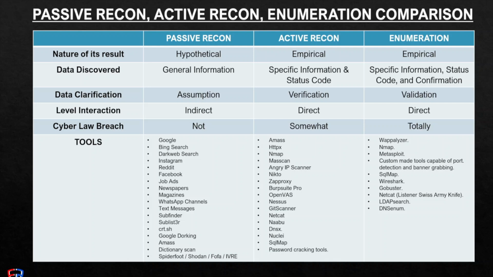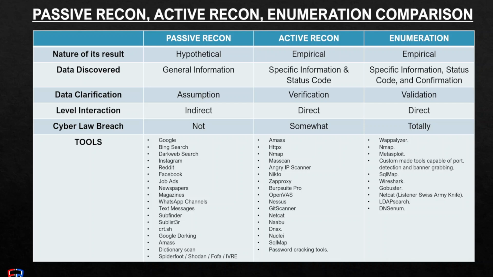Now, for active recon, we classified it as specific information and status code. So what is specific information? For example, if I get a domain, API dot whatever, let's make it more professional, api.fixitgearware.com, and I try to test api.fixitgearware.com and I get a status code of 200. So what it tells me is that the API URL is valid and it's live. So 200 means okay. I can ping this URL and I can get result.